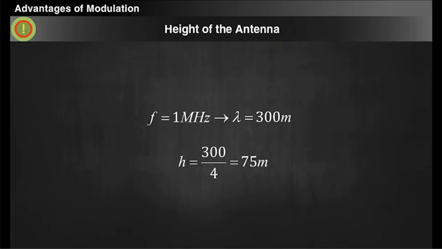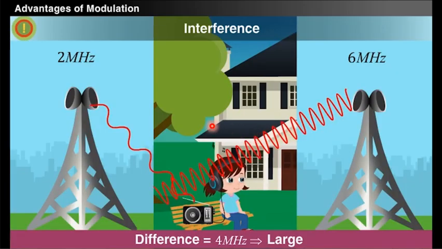To overcome the problem of antenna height, if a high frequency signal of 1 MHz is used, the height of the antenna will be around 75 meters, which can be achieved practically. To overcome the interference, if the station transmits a high frequency signal like 2 MHz and 6 MHz, then there is a difference between the two signals, that is 4 MHz, and thus the waves will not mix with each other.